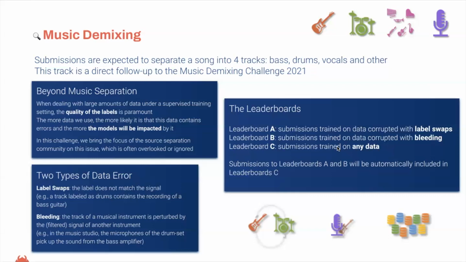We consider 2 types of errors in the dataset. One is called label swaps, one is called bleeding, and we define label swap basically as a stem which has a name that does not necessarily match the signal it contains. So we might have a track labeled as drums, but it actually contains also the recording of a bass guitar. On the other hand, the bleeding is defined as a perturbation of a track with the filtered signal of another instrument. Think of it in the music studio.